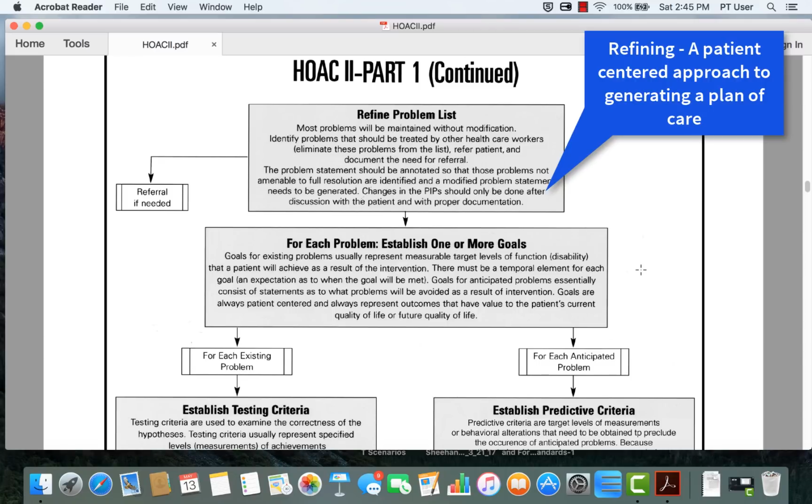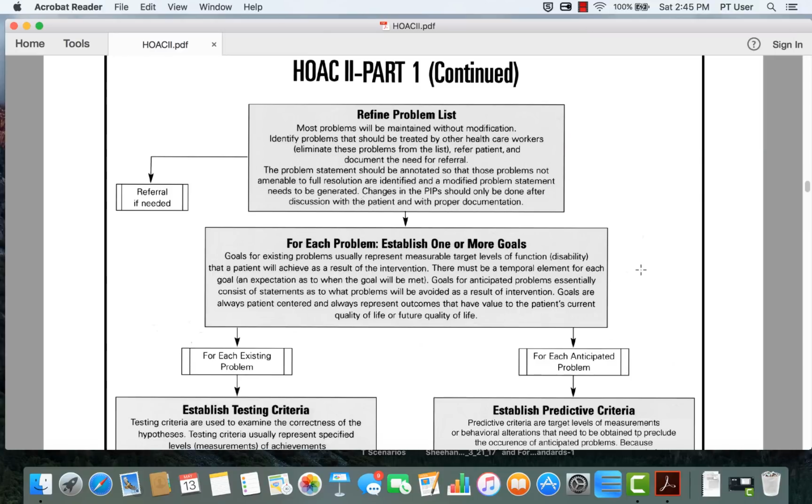Refining the problem list needs to be done in collaboration with the patient and/or patient family, so that there's complete transparency and understanding of what you're going to focus on moving forward as you begin to establish a plan of care for the patient. So refining the problem list is not you sitting down at the end of the day and saying, well, I think we're going to focus on walking. I'm not concerned about their balance, even though they said something. I don't think this is important. We're going to do this.